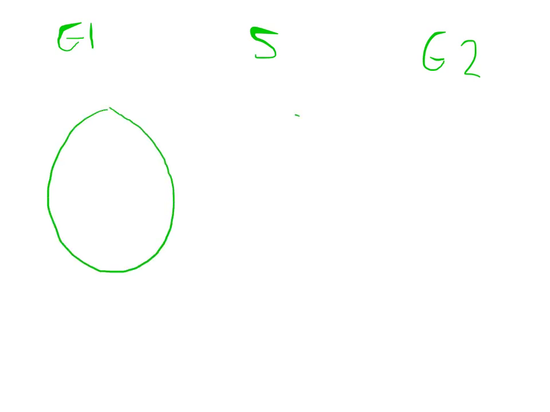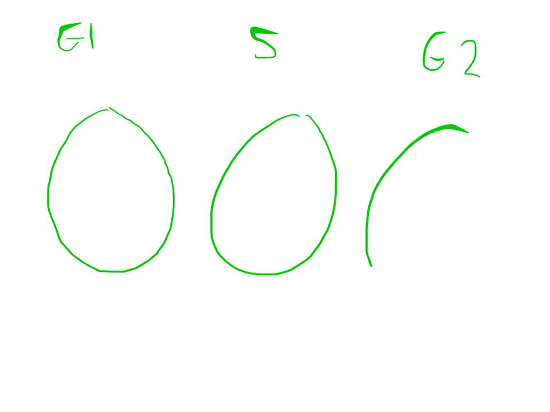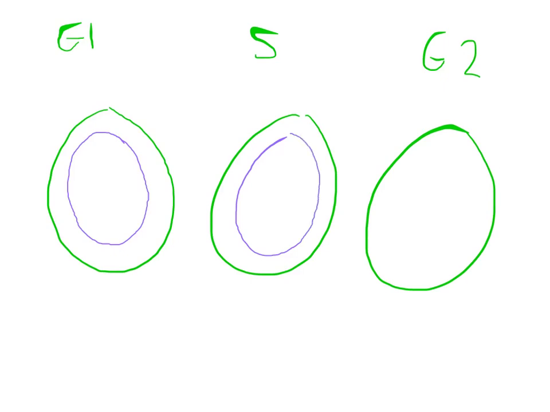Let's take another look in more detail at growth 1, synthesis, and growth 2. These green circles will represent the cell. The purple represents the nuclear membrane. And sometimes in growth 2, the nuclear membrane starts this process of dissolving. So I'm going to show it with dashed lines. And we'll put our chromosomes in red. So we have one homologous pair.